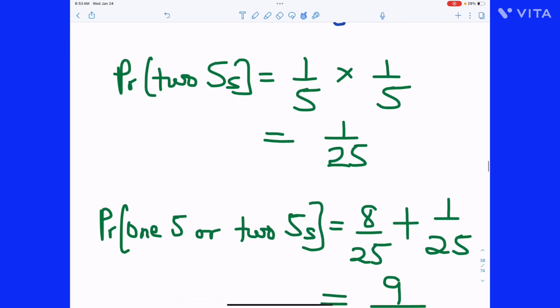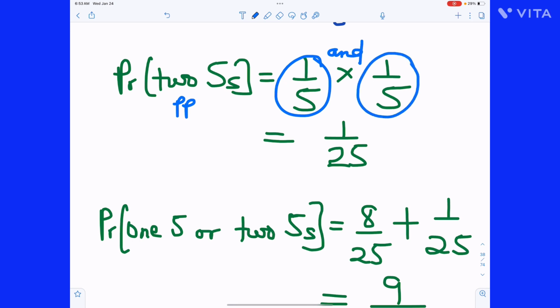Now, the probability of getting two 5s is getting two successes. Success first time, success second time. That means you spin first time, you get a 5. You spin second time too, you get a 5. The probability of each one is 1 over 5. So getting a 5 first time is 1 over 5, and the probability of getting a 5 the second time is also 1 over 5. That gives you 1 over 25.